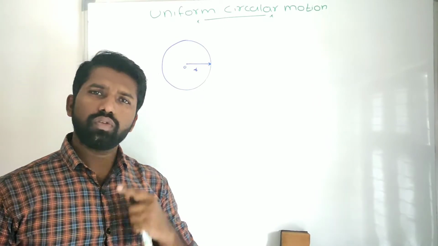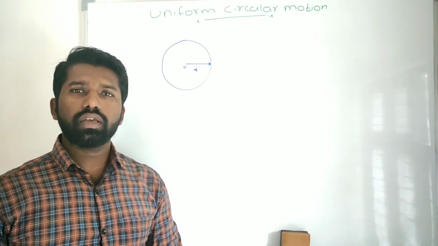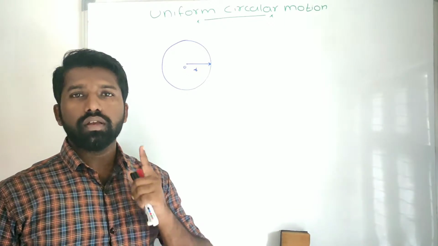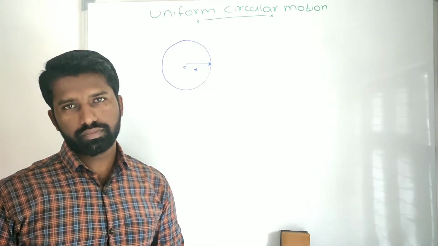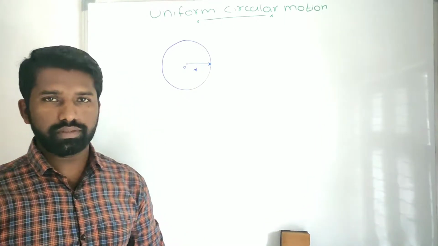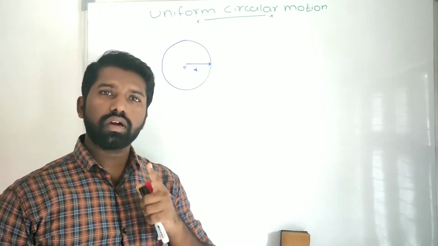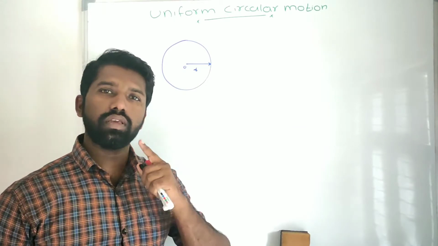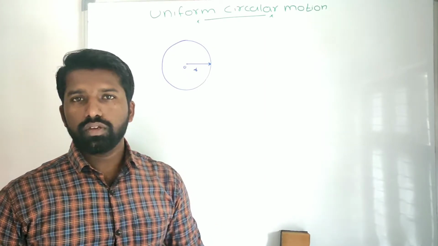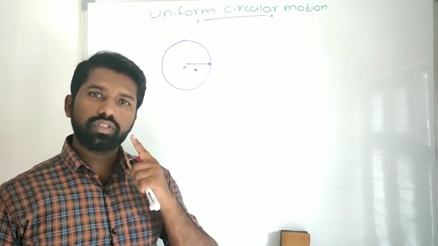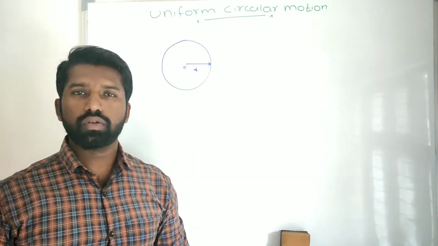An example of uniform circular motion we can take is the motion of the second hand of a clock. If you watch carefully, you can see that the second hand covers equal distance in each second. Okay, so now we are going to study uniform circular motion in detail.